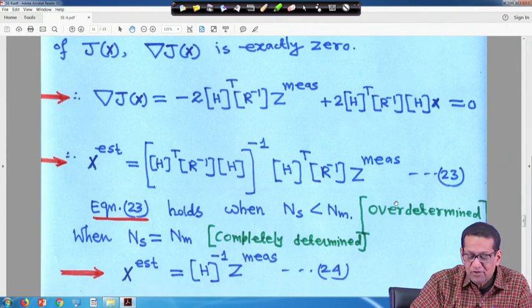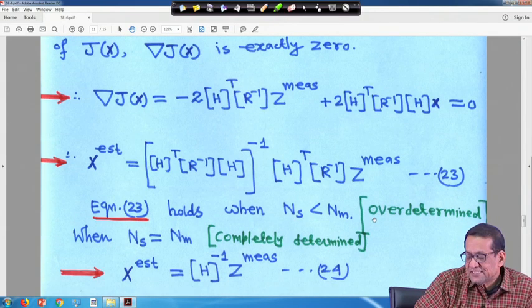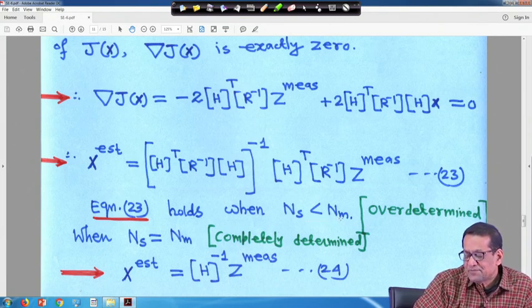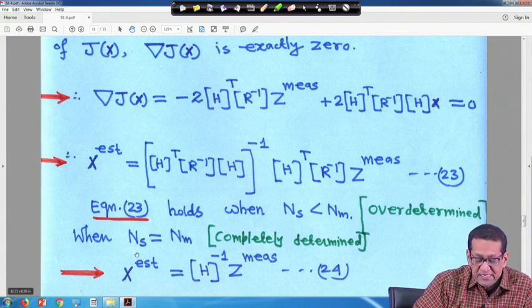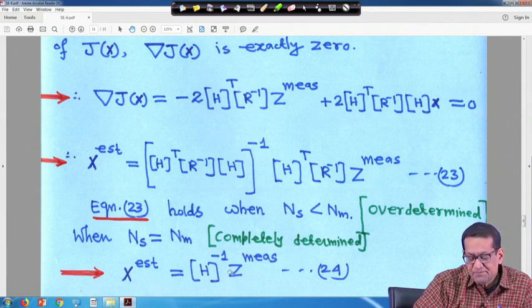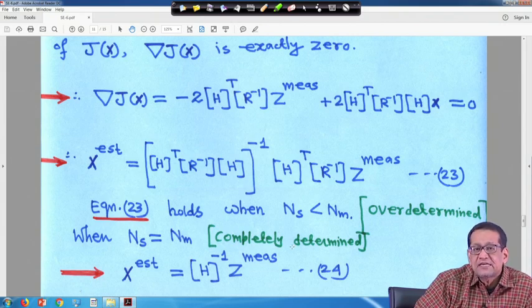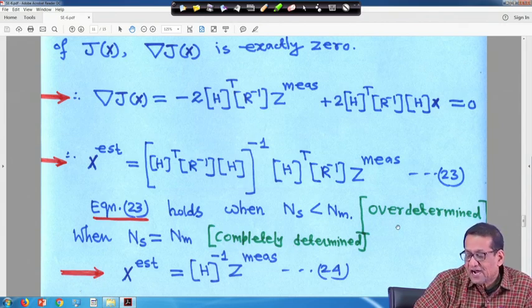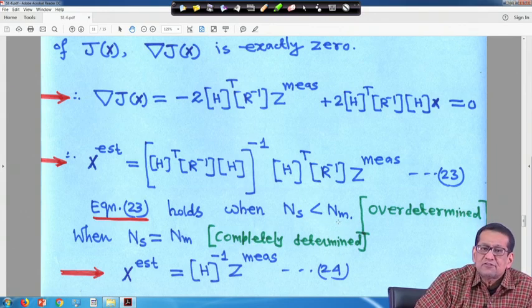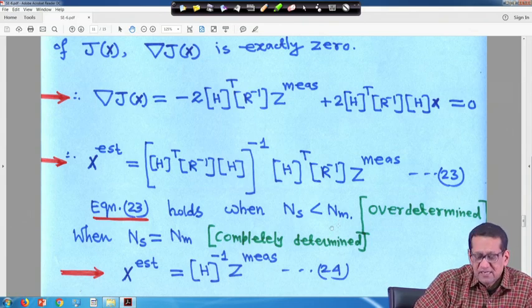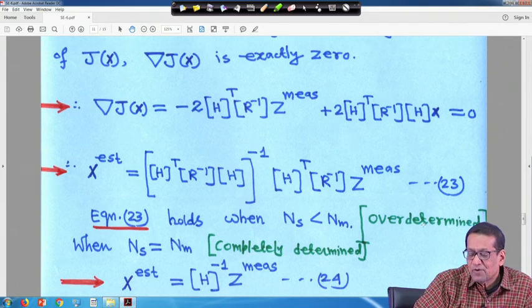Equation 23 holds when n s is less than n m, that is the over determined case, when the number of state variables is less than the number of measurements. When the number of measurements is more than the number of state variables, it is called the over determined case, and when n s is equal to n m, it is completely determined, and x estimated becomes equal to H inverse. If time permits, I will derive this completely determined case at the end. Another thing is the under determined case, where n m is less than n s, or n s is greater than n m; that derivation also we will see if time permits. But till now we will only consider the over determined case.